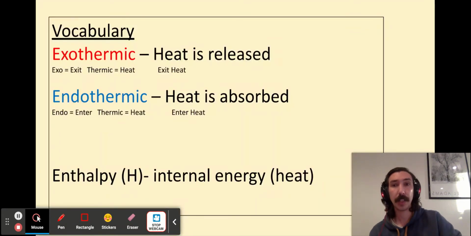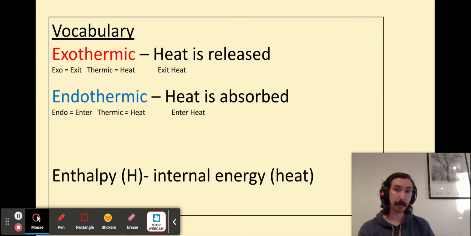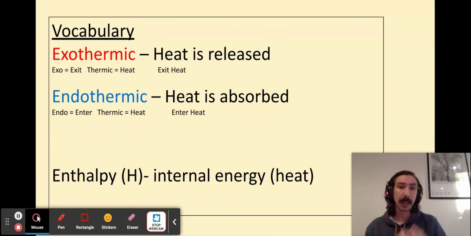So we're starting with that vocabulary first, exothermic and endothermic. These are both words that we're going to see a lot from now on, and they both have to do with heat and either a process or an object. So if I have something and it's releasing heat to the surroundings around it, that will be exothermic. If I have something and it is absorbing heat, so think cold items absorb heat, that object will be endothermic.